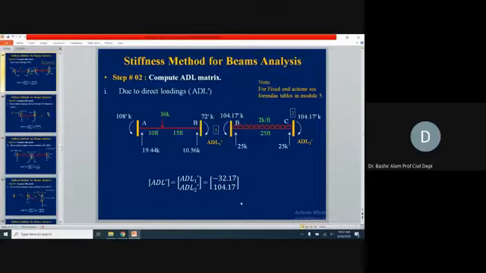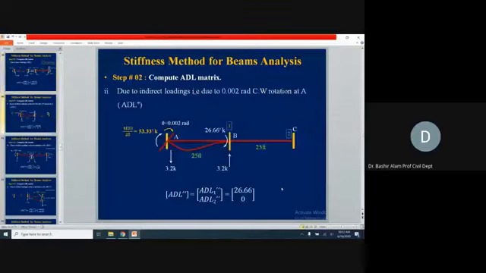Okay, so with this now the ADL 1 prime matrix is generated. And remember again, your AML values will be coming from this one. AML and ADL values are coming from this diagram.